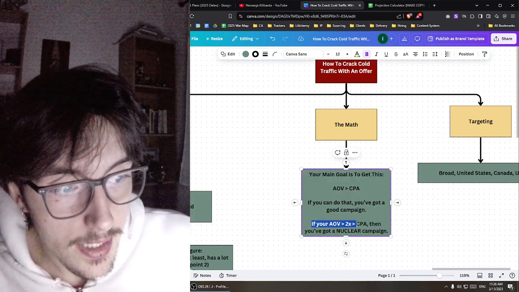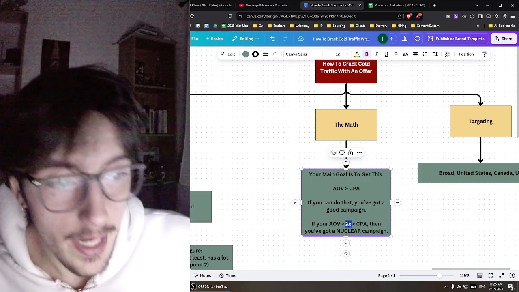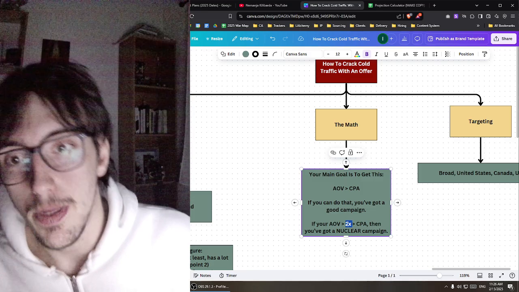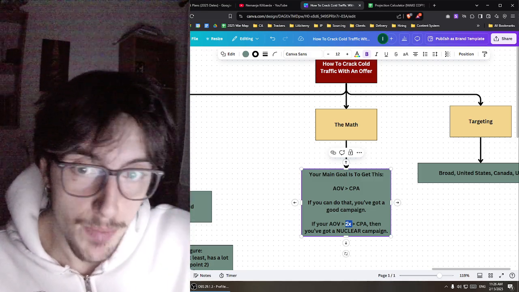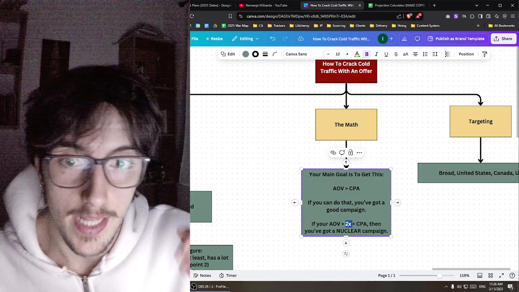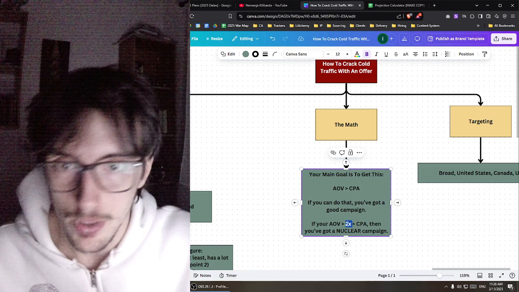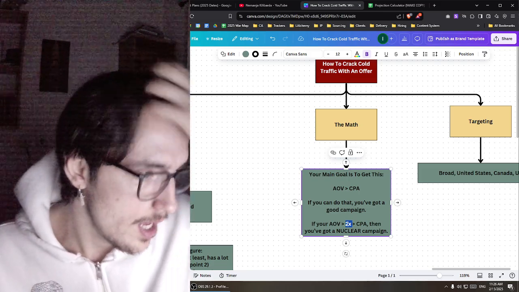And if you've got something like a 2x AOV to CPA ratio, then you've got a killer campaign on your hands, and you should be pumping it with ad spend as much as possible until it breaks, and then you should look into fixing it with funnel economics and stuff like that.